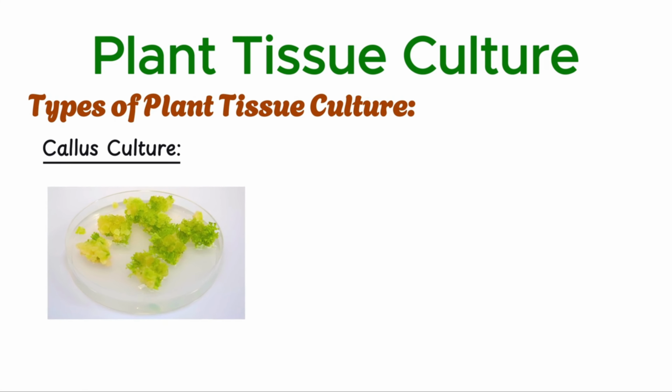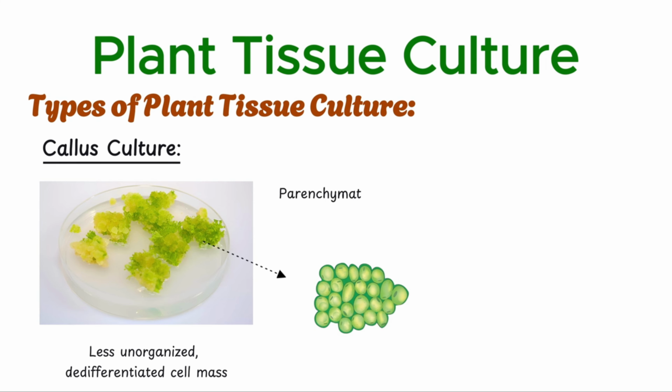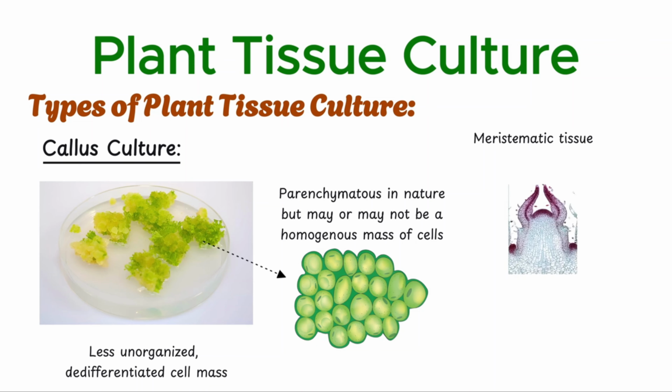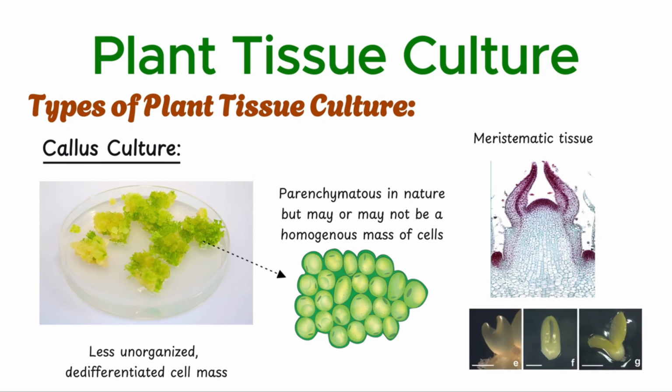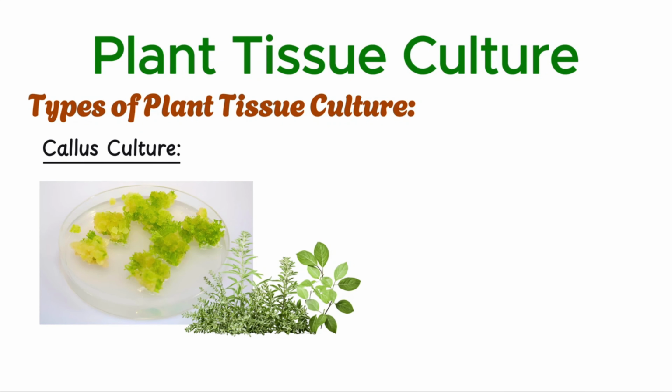Next is callus culture. Callus is basically a more or less unorganized, dedifferentiated mass of cells arising from any kind of explant under in vitro cultural conditions. The cells in callus are parenchyma in nature, but may or may not be a homogeneous mass of cells. They are meristematic tissue, and under special circumstances, they may be organized into shoot primordia or develop into somatic embryos.